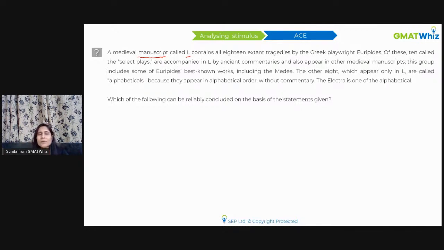So right now we're talking about a manuscript, and this manuscript is called L. It contains all of the 18 tragedies by Euripides. Okay, so far, so good. Of these, now this is very important, of these, that means out of these 18, 10 called the select plays. So I've been given information here that out of these 18, 10 are being bundled off as select plays. I start simplifying my information, and this is very important. L contains all 18 existing tragedies, and then L has 10 select plays. 10 of these 18 are called select plays.